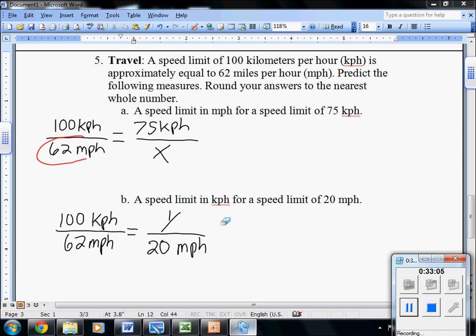So we'll do them side by side, at the same time. Cross product property tells us to multiply diagonally. So 62 times 75.